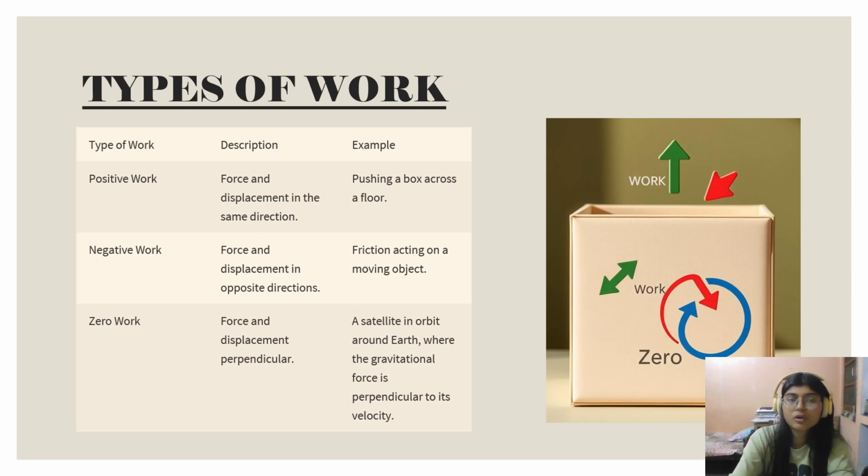Work is also of several types. As you can see here, there are positive work, negative work, and zero work. Positive work basically means when force and displacement of the object are in the same direction, for example, pushing a box across a floor. And negative work basically means when we are applying force to an object, but the displacement of that object is in the opposite direction, for example, friction. Friction always acts opposite to the direction of the displacement.